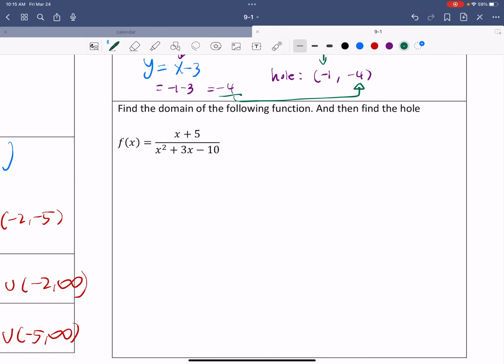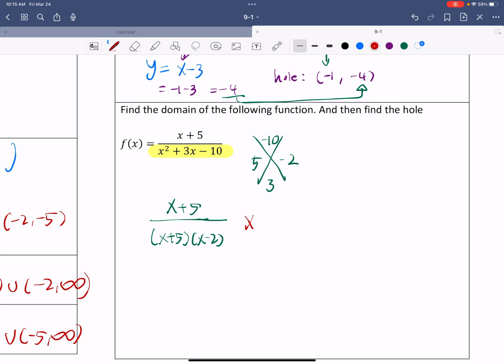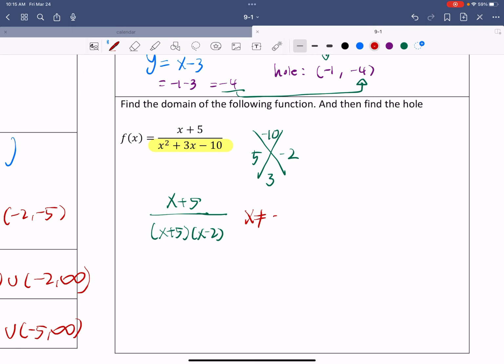So try this one by yourself. This one, you don't know what x value cannot be equal to. So let me give you a hint. Just factor this one, okay? So you get negative 10, positive 3. So you get x plus 5, x minus 2, right? By the way, now you know what x values cannot be equal to. It's going to be negative 5 and positive 2. So these two will be canceled out. So you get y equals 1 over x minus 2, right? Still, x cannot be equal to negative 5 and positive 2.